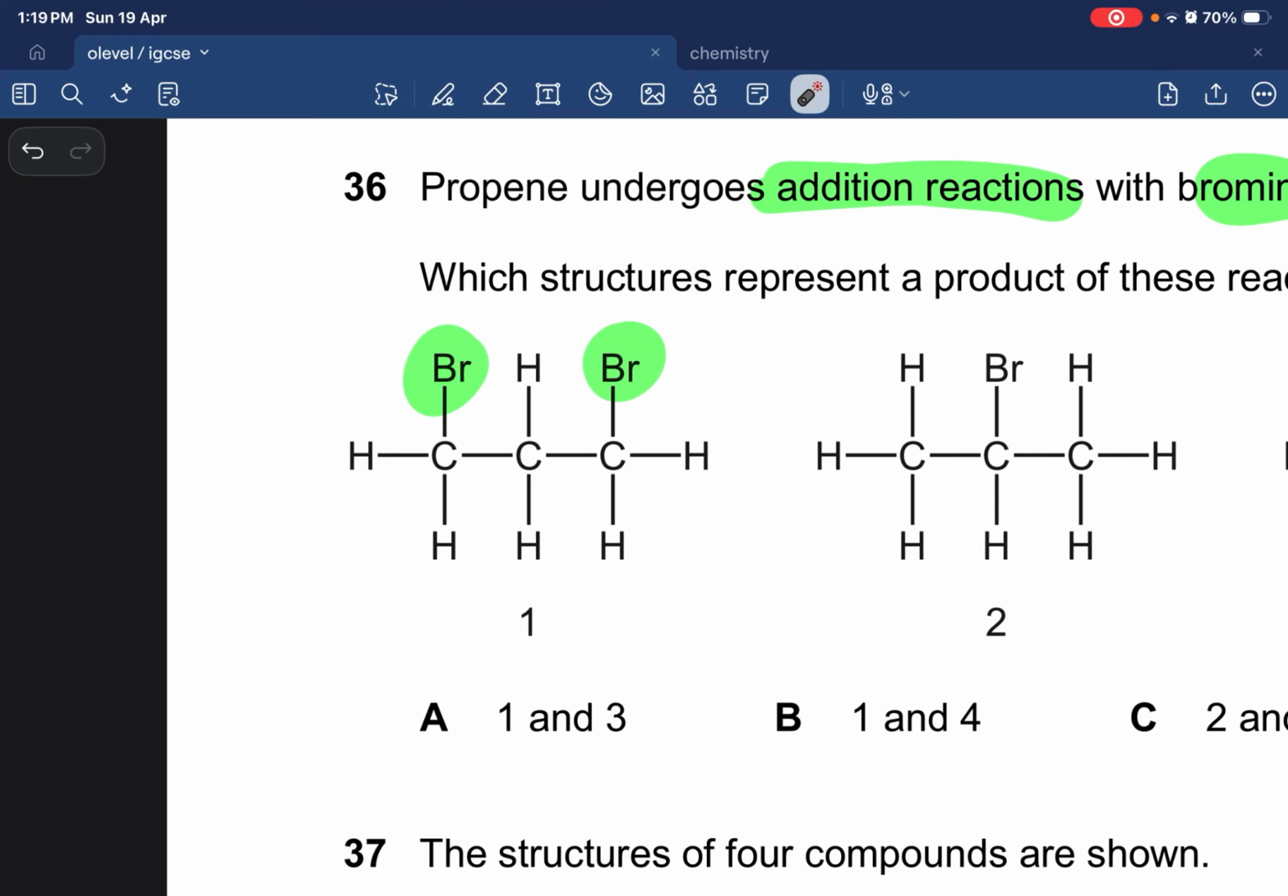Why is it not possible? Because there's a carbon here, a carbon here. There can't be a double bond between these 2 carbons. Either it has to be between these 2 carbons, then it would have been bromine here and here, or it would have been between these 2 carbons and it would have been here and here. Not possible.